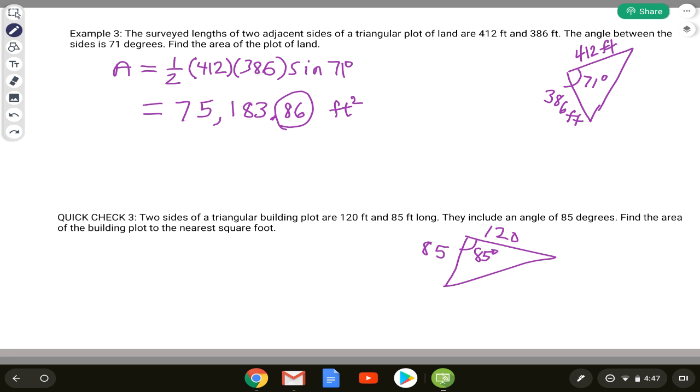Okay, so I was just drawing in the picture, and I'm going to use my 1/2 b times c sine A, and I would get 1/2 times 120 times 85 times sine of 85 degrees. That's going to end up giving me, when I put it in my calculator, about 5,081 square feet.